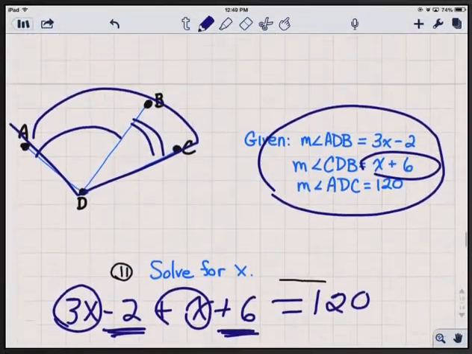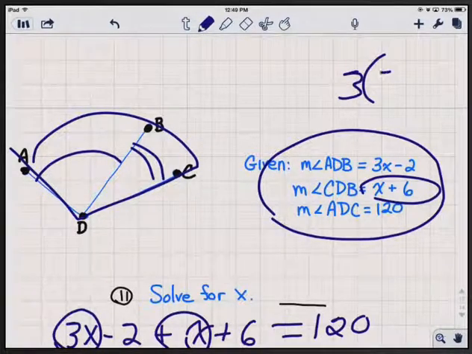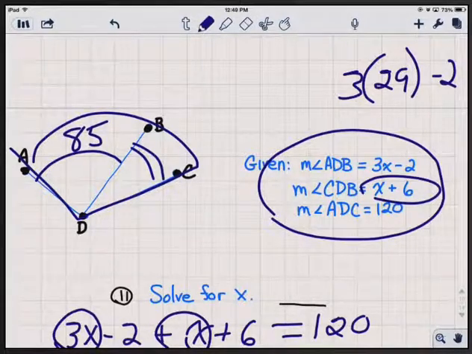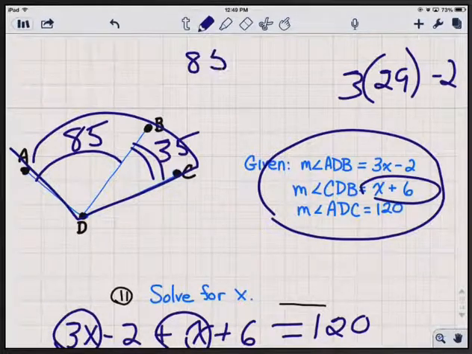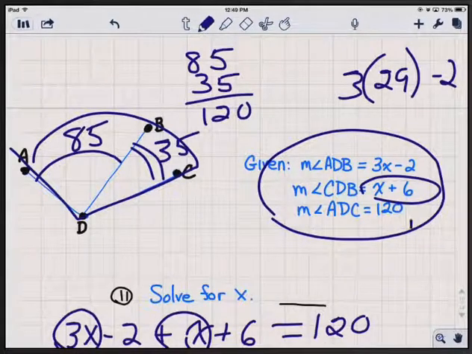Now, once again, like any other question, you should check your answers. You don't just assume that you have the right answer. So we plug in x equals 29. We have 3 times 29 is 87, minus 2 is 85. And 29 plus 6 is equal to 35. Those two angles add to equal 120. So that answer checks as well.